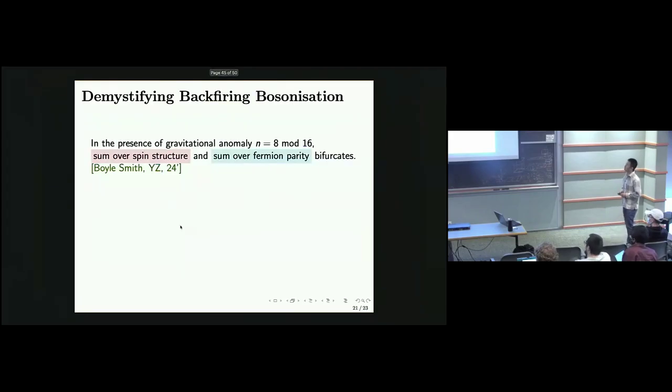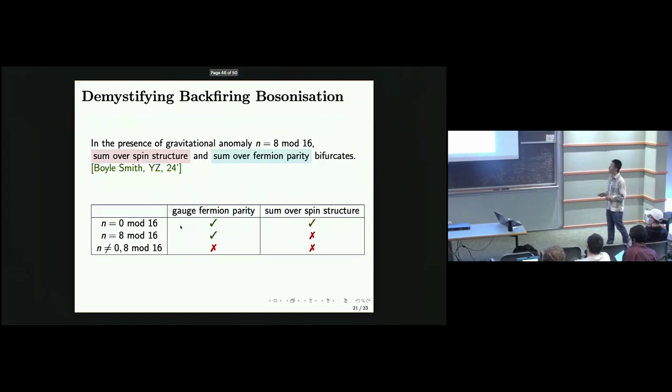Okay, so this is the result. To summarize a little bit, we see that in the presence of the gravitational anomaly, which is 8 mod 16, the sum over the spin structure and the sum over the fermion parity are no longer equal. They bifurcate. And the situation can be summarized in this table. When the gravitational anomaly is 0 mod 16, there's no anomaly for the spin structure, and you can either gauge the fermion parity or sum over the spin structure, and they give you the same results as what we did in the beginning of the talk.